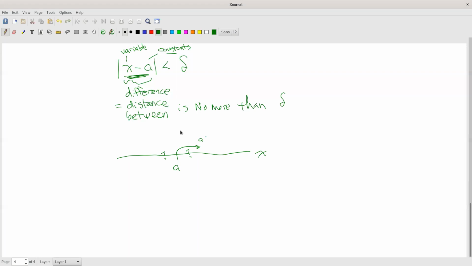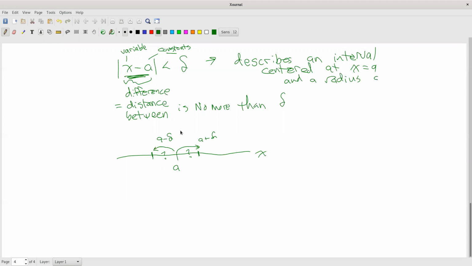So at the most, I can look out delta to the right. So over here would be a plus delta. Or I could go delta to the left, so that would be a minus delta over there. And so this basically describes an interval. And that interval has a center at x equals a. And essentially the delta is like a diameter, right? That's the distance away, or radius, sorry. And a radius of delta.